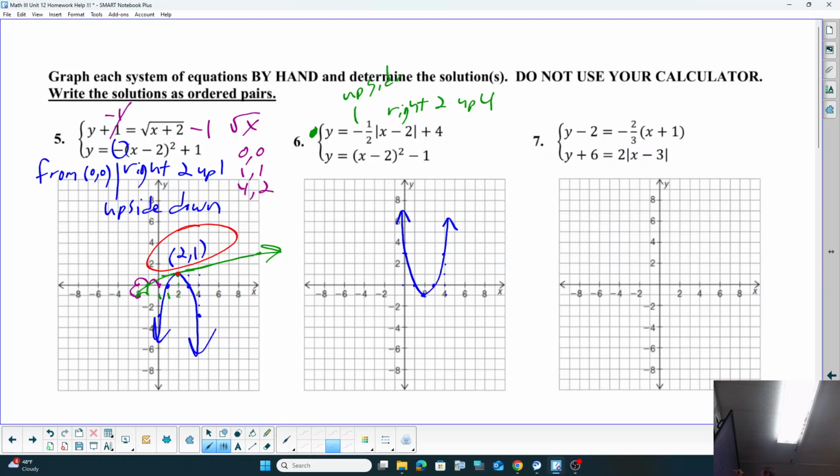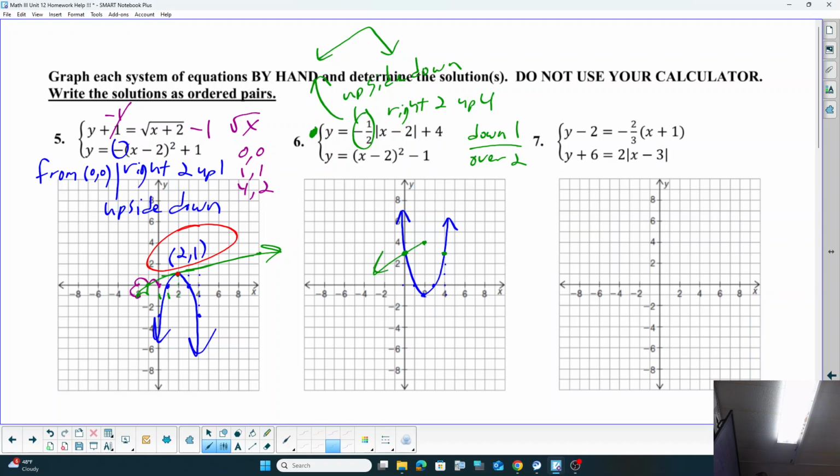And this is an absolute value. So absolute value, it's going to be wider too. So it's going to be upside down like that. That's going to be that equation. Okay, so right 2, up 4. Now the -1/2 means that we're going to go down 1 over 2. So down 1 over 2 from the vertex, and then down 1 back to the vertex.